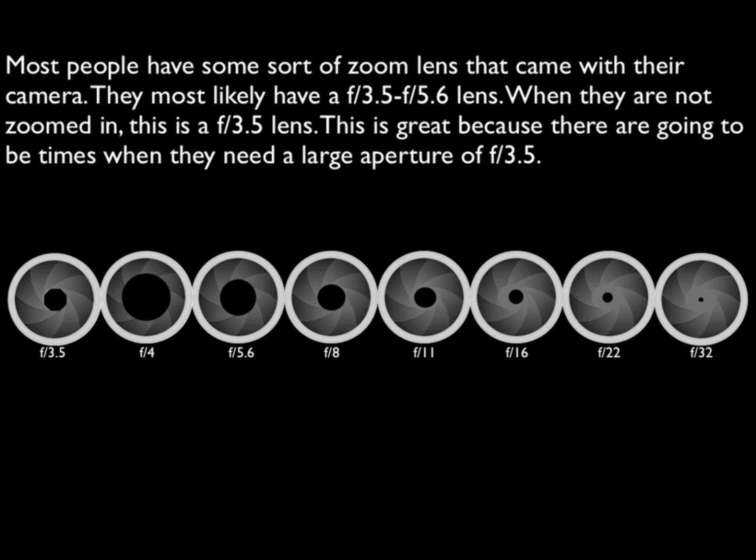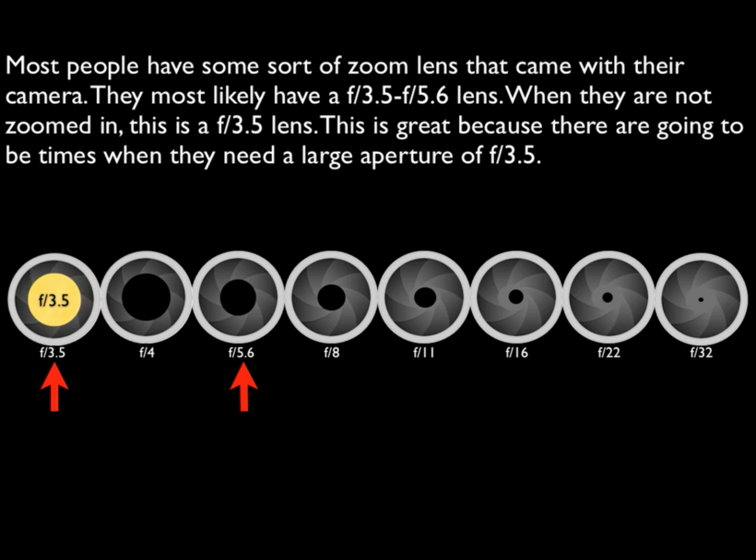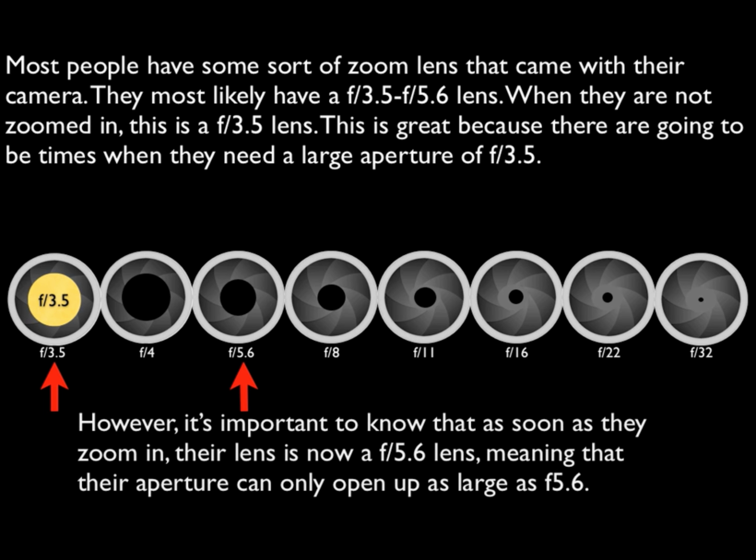Most people have some sort of zoom lens that came with their camera. They most likely have an f3.5 to f5.6 lens. When they are not zoomed in, this is an f3.5 lens. This is great because there's going to be times when they need a large aperture of f3.5. However, it's important to know that as soon as they zoom in, their lens is now an f5.6 lens, meaning that their aperture can only open up as large as f5.6.